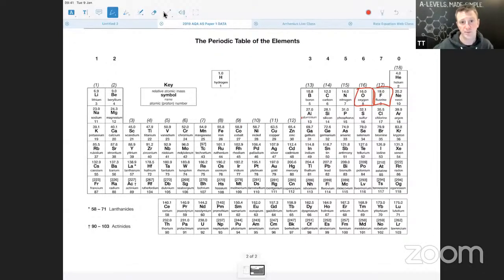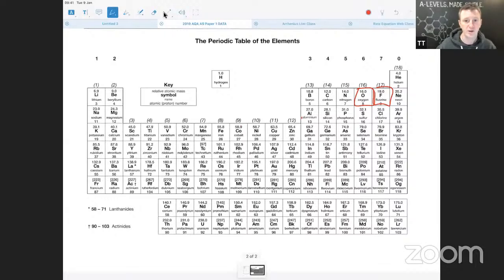Okay, so going across a period, stronger nuclear charge, no extra shielding, smaller atomic radius, therefore increased attraction between the nucleus and outer electron, therefore more energy required to do it. Okay. Yeah, absolutely. A levels made simple. Okay. So those are your three explanations.